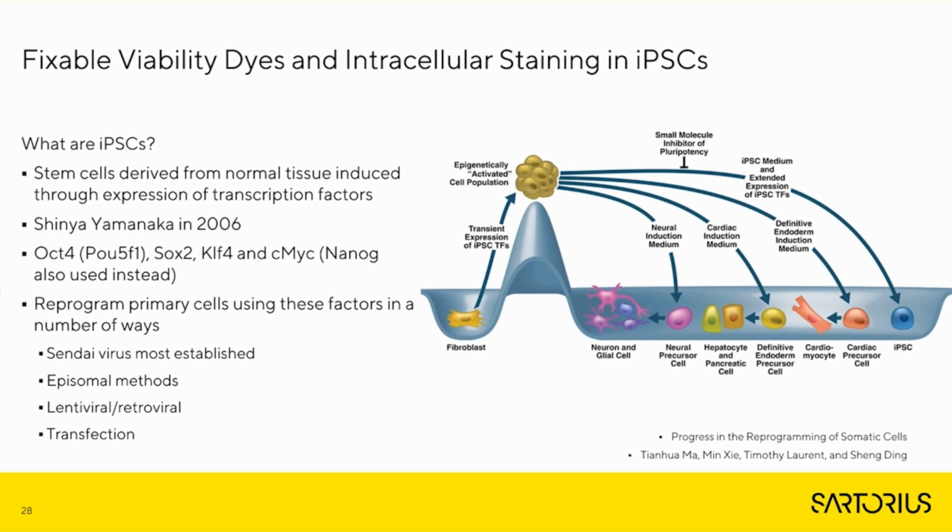So what this creates is the epigenetically activated cell population, which can then be pushed further down towards an iPSC, and then the iPSCs can be differentiated into all manner of different cell lineages.